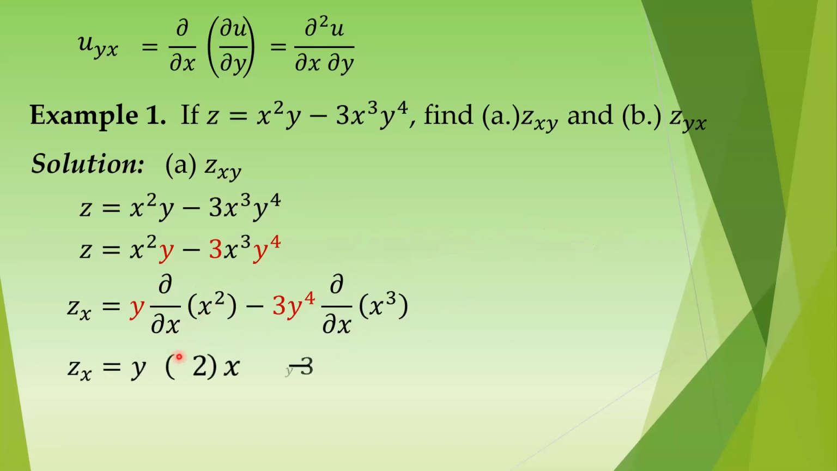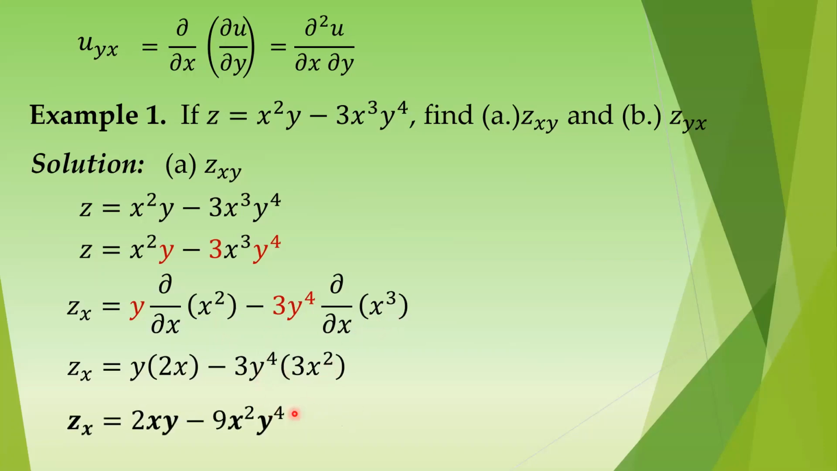Then, differentiating, we have y. Derivative nito ay 2x minus 3y raised to 4. Derivative nito ay 3x squared. So we have z sub x as 2xy minus 9x squared y raised to 4. This is the partial derivative of z with respect to x.